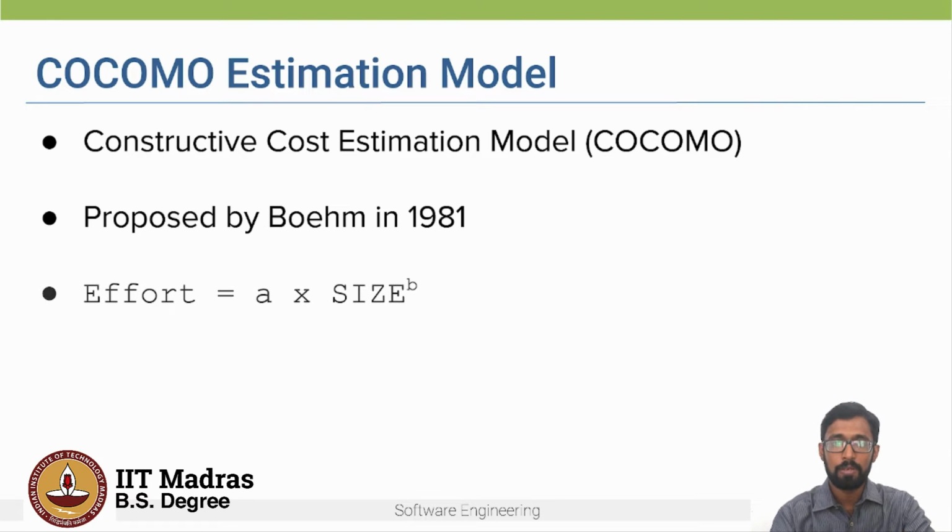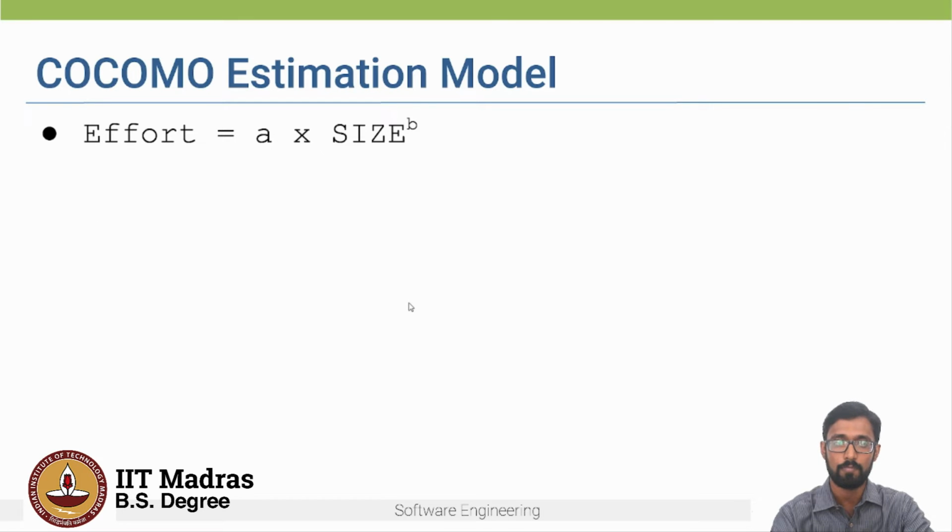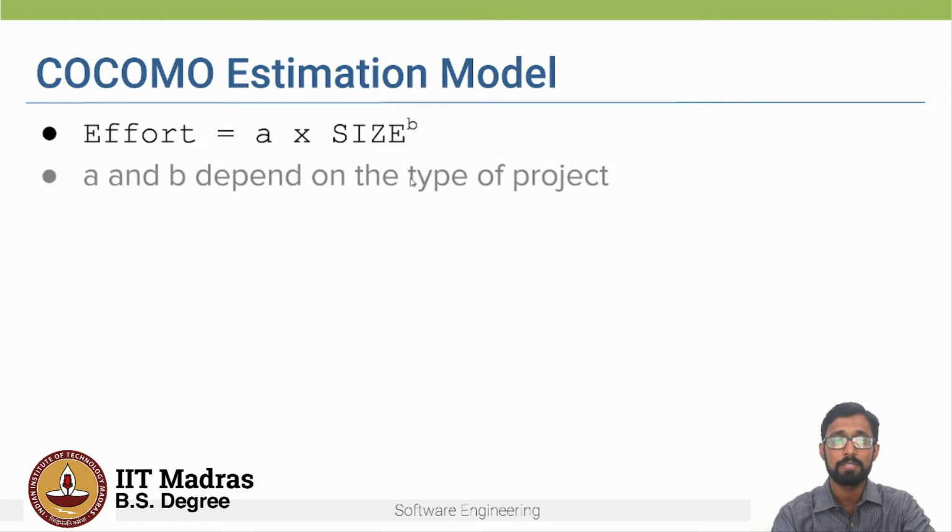The formula which is used to estimate effort is nothing but A multiplied by size raised to B, where size is the size of the project in kilo lines of code. And what are A and B? The values of A and B depend on the type of project or the type of software you're building.